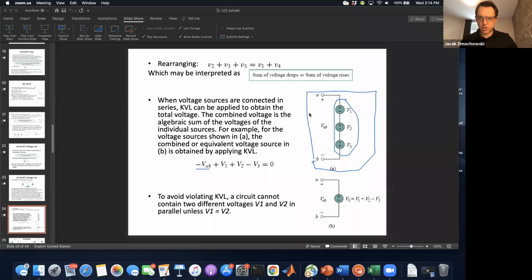What we can do is simplify this as VAB is equal to V1 plus V2 minus V3. In other words, we can replace these 3 batteries with just a single battery whose value is V1 plus V2 minus V3. So these 2 pictures are equivalent, because at terminals A and B, we will see the identical voltage and current.